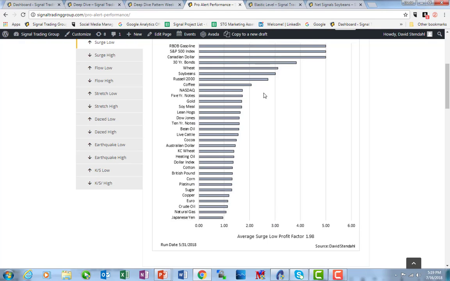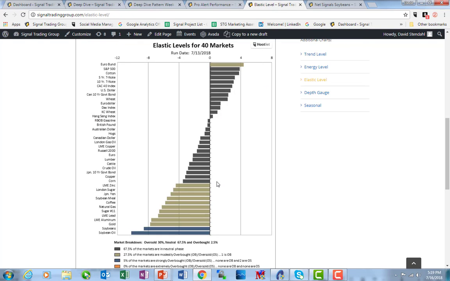They're all good. Anything above 1, with maybe the exception of yen, they're all quite good. But you can see that soybeans is actually extraordinarily good, so you should really heed the warning with this particular indicator. Here's the elastic level. This is as of Friday, so it doesn't include today's action. You can see that soybeans were oversold on a daily bar basis, and so this reversal is looming both on a weekly as well as a daily bar basis.